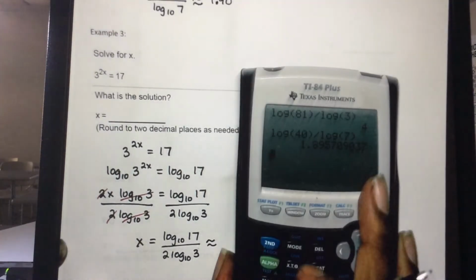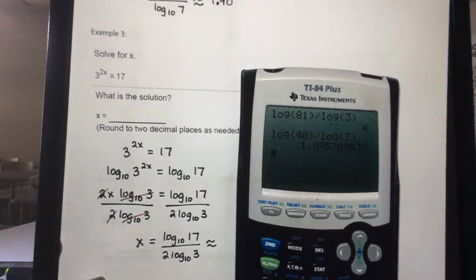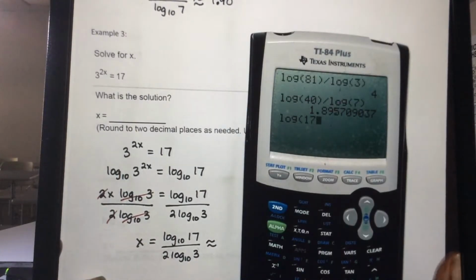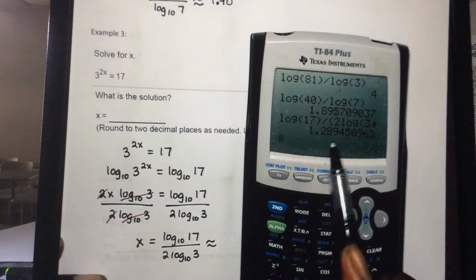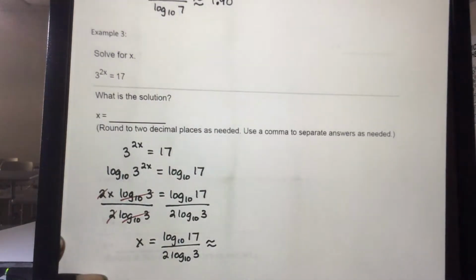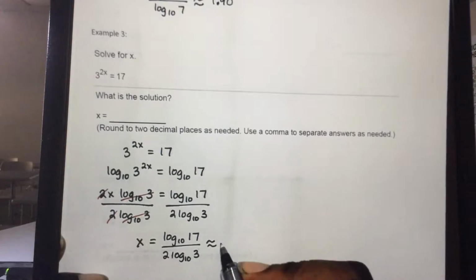So here we'll do the log key and then 17, close parentheses, divided by, the denominator will be 2. Well, actually, what I'm going to do here is put that in parentheses to be on the safe side. So left parentheses, 2 log of 3. And then close the parentheses for your log, and then close it again. And then hit enter. To 2 decimal places, this will be approximately 1.29. So the approximate value of x will be 1.29.